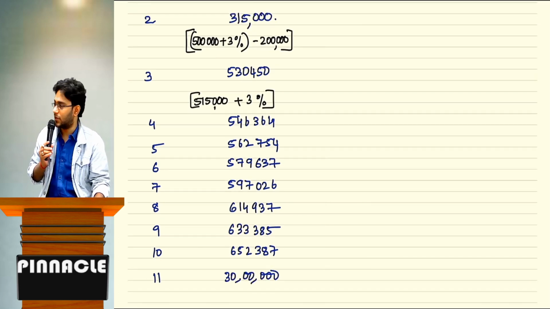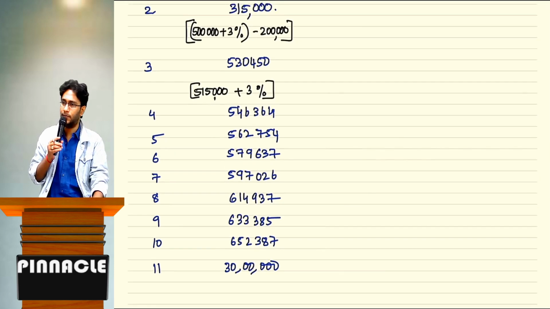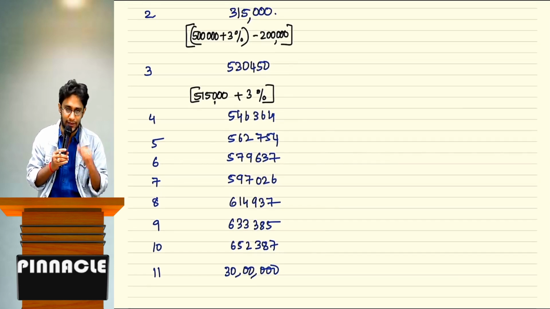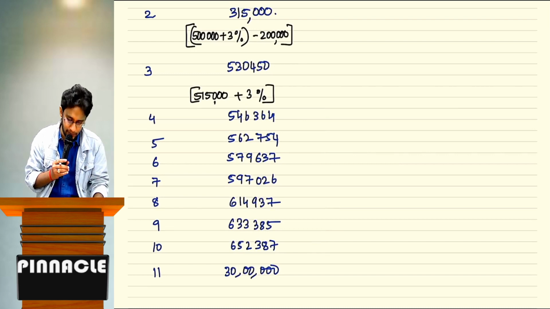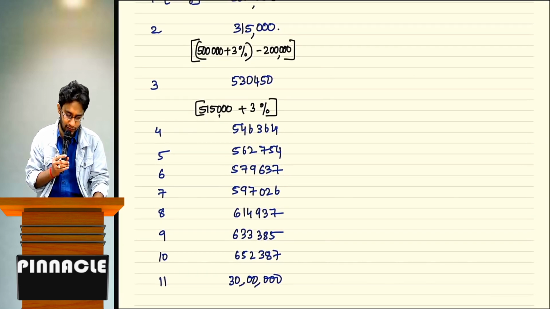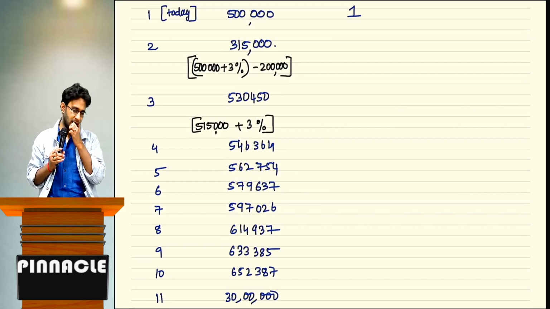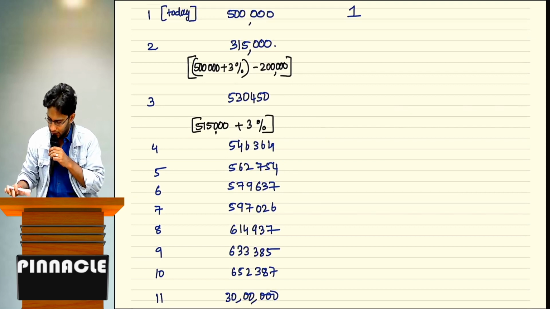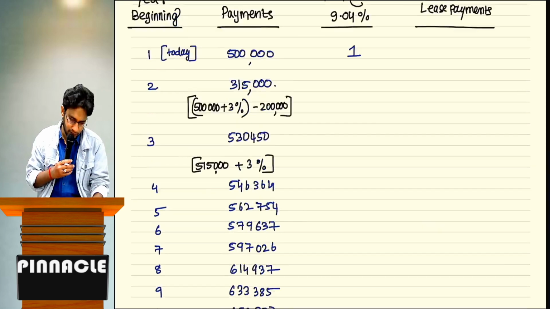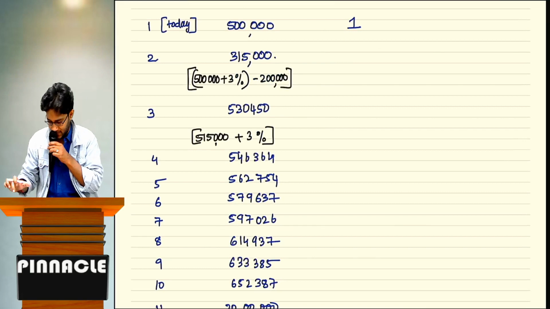Sir, 11th year means not 11th year ending, that is 11th year beginning or 10th year ending. Since in the heading we wrote beginning years, I just continued 11. Actually 10th year ending. Anyway, now work out the PV factor, sir. 1 divided by 1.0904.